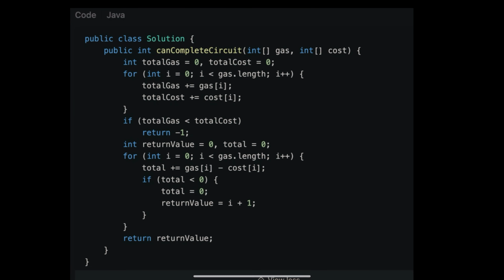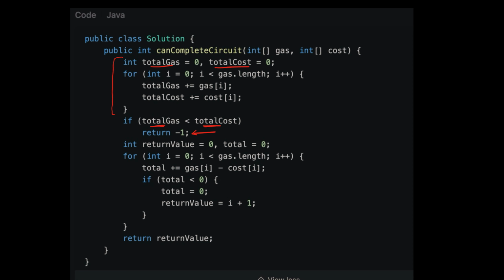Here's the solution in Java. I start by running a for loop to calculate the total amount of gas available and the total cost needed to complete the entire circuit. If the total gas is less than the total cost, there is no way we can complete the circuit, so we return -1 as the output.